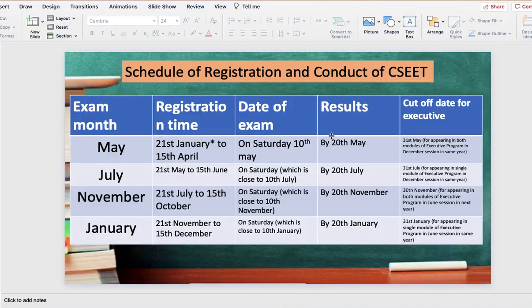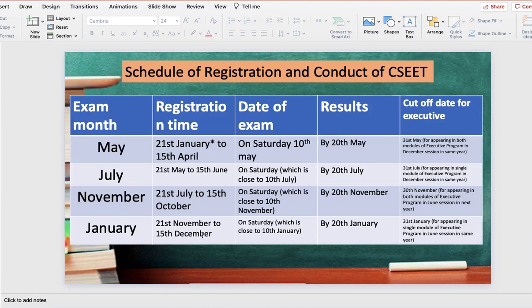So the overall schedule for registration, if you could see: exams in the month of May, July, November, and January. So in a year, exams are conducted 4 times. Registration, if you want to write in May, is open from 21st January to 15th April. If you want to write in July, it is open 21st May to 15th June. If you want to write in November, 21st July to 15th October. So remember these dates very clearly.